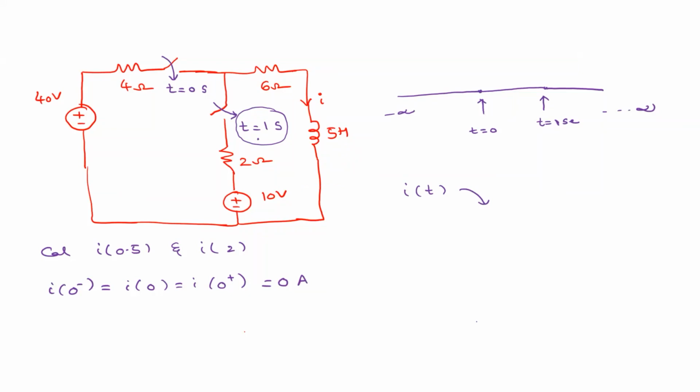Sir, 4 ampere. 4 ampere, sir. How are you calculating the 4 ampere? At 0. Sir, at t equal to 0, switch is closed. See here, this is for t equal to 1. See here, there are two things, right?